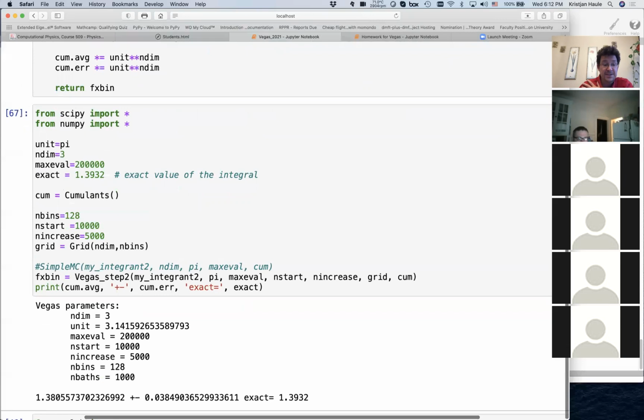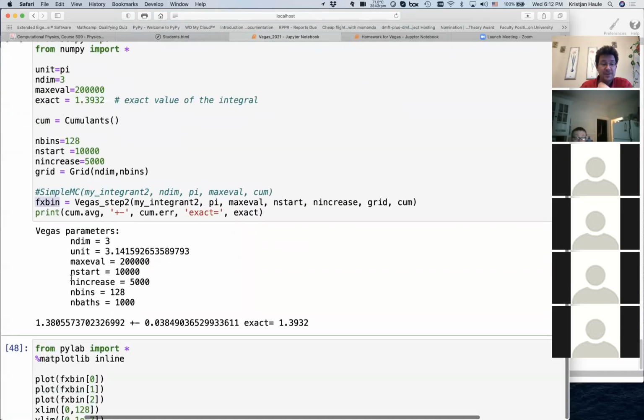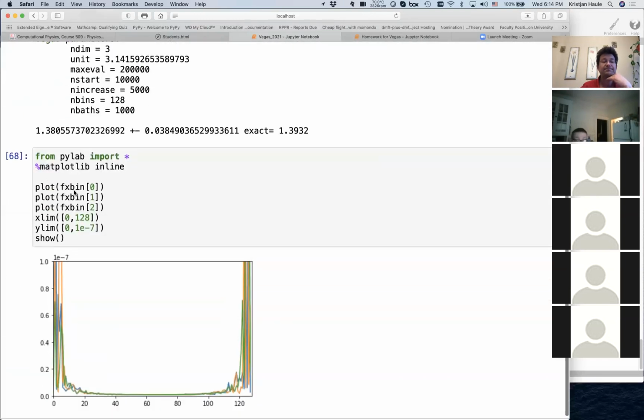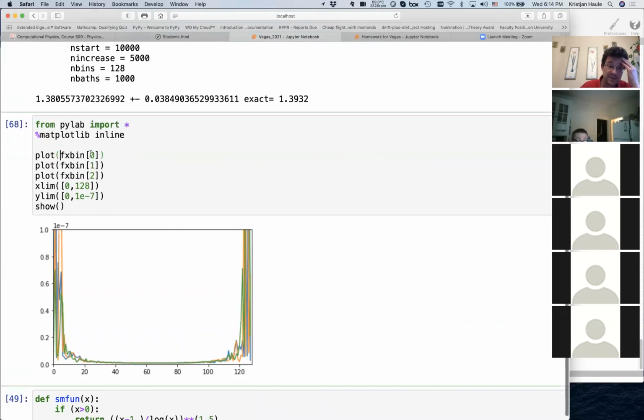But now the only difference in this step is that when we do the Vegas step 2, we get as an output this projection of the function to all the dimensions, fx bin. Now that we have this fx bin, we can look at it and see how it looks. Here I'm plotting it. So fx bin of 0 is the projection to dimension 0, fx bin of 1 is projection to dimension 1, and fx bin of 2 is projection to dimension 2.